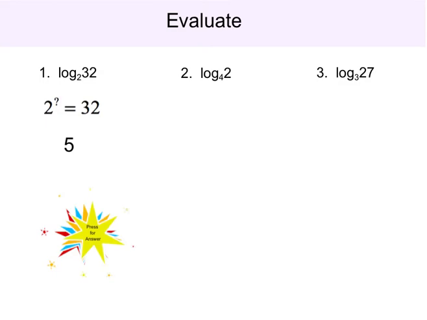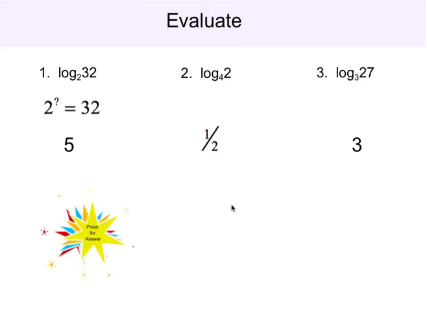So I'd like to evaluate these logs. I showed you how to do the first one. 2 is my base. I said 2 to what power, because a log is an exponent. 2 to what power is 32, and the answer is 5. Press pause, evaluate these other 2 logs. When you're ready to see the answer, press play again. Okay, number 2 is a half, because 4 to the 1/2 power is 2. Number 3 is 3, because 3 to the 3rd is 27.